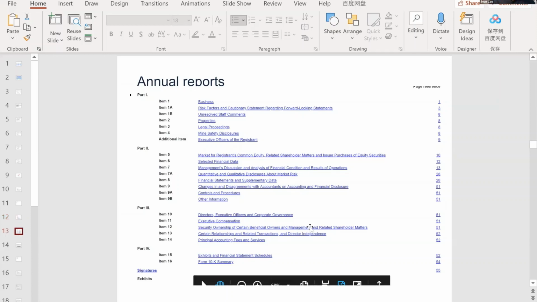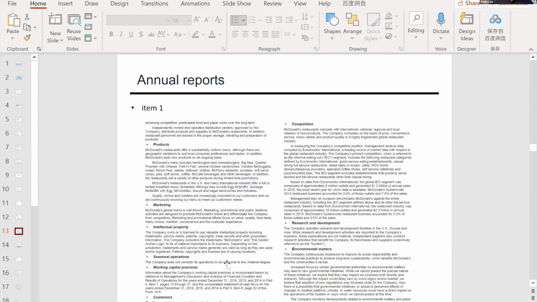So this is the example of item 1. Like I said, the main purpose of item 1 is to describe the product, in this case McDonald's. So let's see what McDonald's says. McDonald's restaurants offer a substantial uniform menu, although there are geographic variations to suit local consumer preference and taste. In addition, McDonald's tests new products on an ongoing basis. So you can see that all the information is about the burgers: cheeseburger, Big Mac, quarter pound. Have you tried all this?